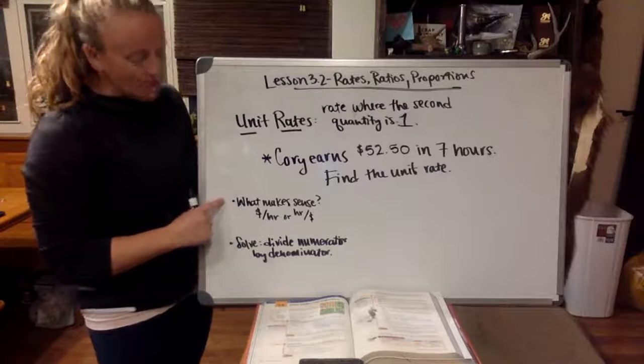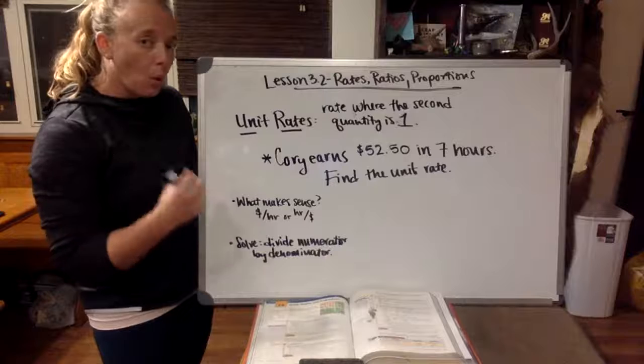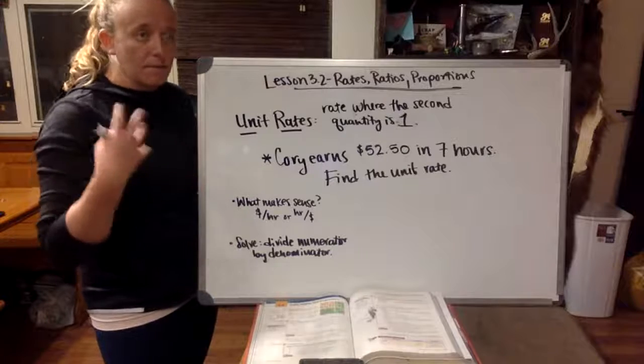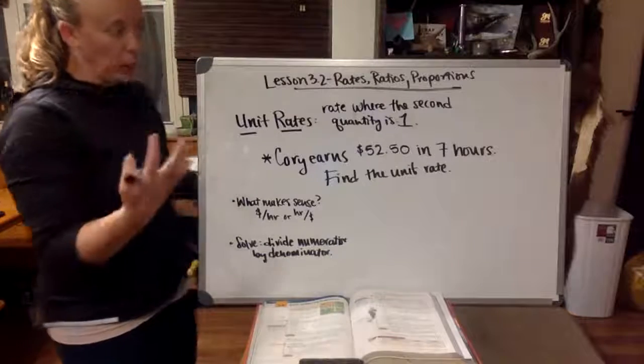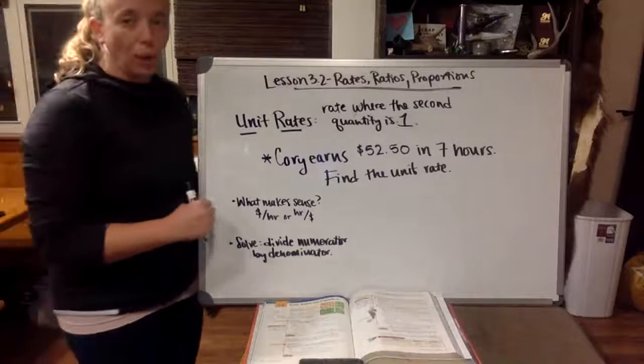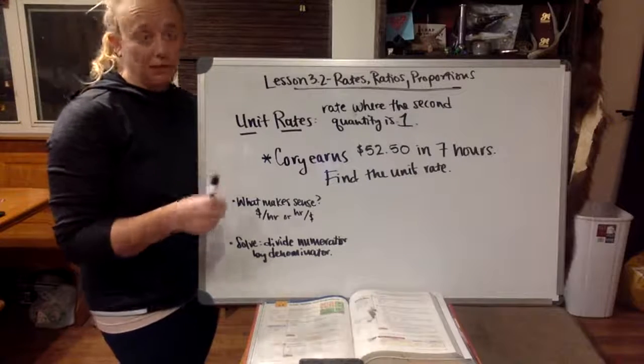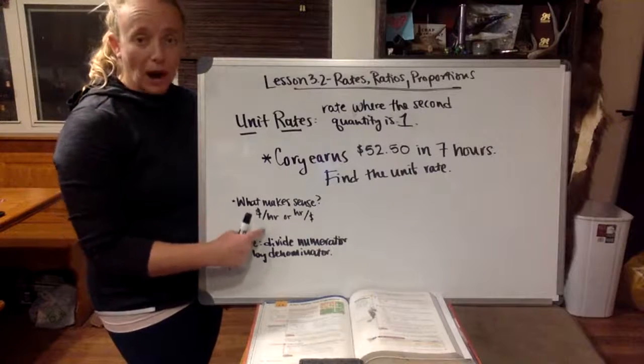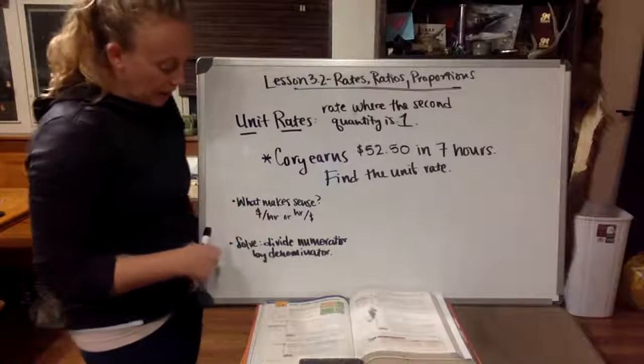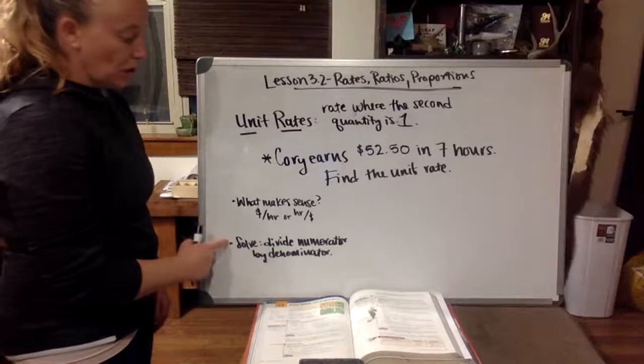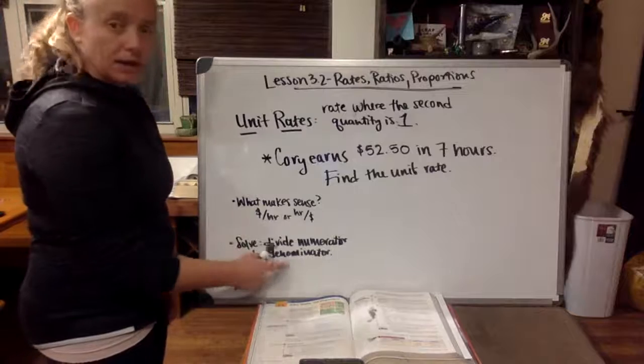So always ask yourself when you're finding a unit rate, what makes the most sense? What actually works in this situation? What is more relevant to you? Does it matter to have dollars per hour or hours per dollar? And then after that, solve it by dividing the numerator by the denominator.